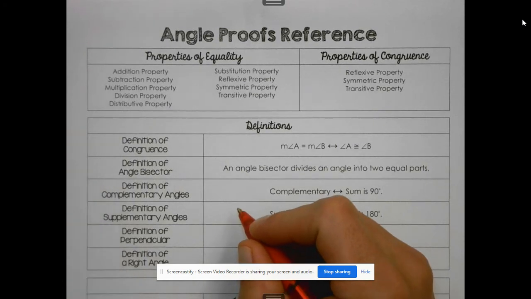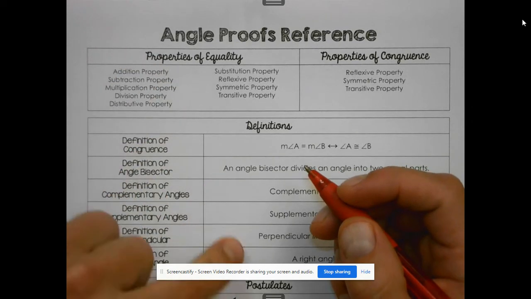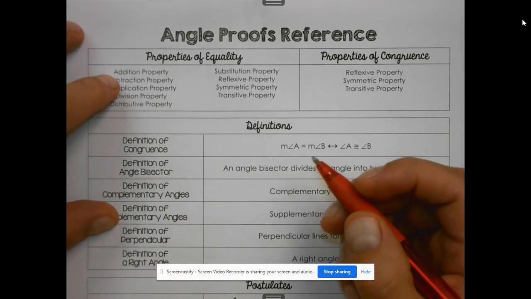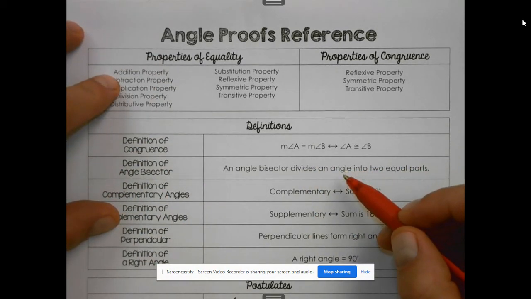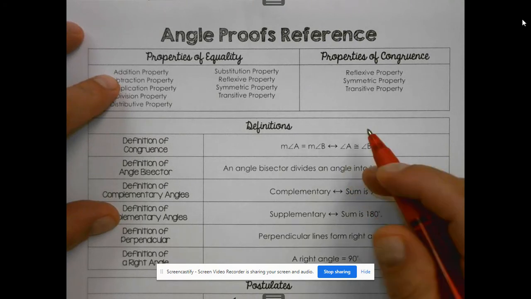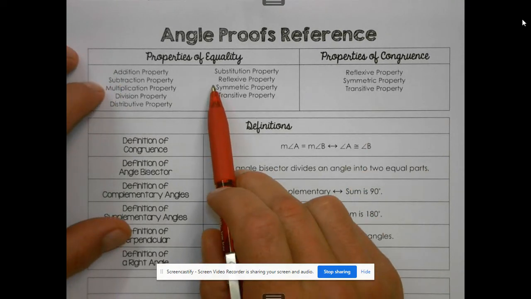All right, the lesson today is angle proofs. It starts out with a reference sheet that we'll go through at first, and then we'll jump into some of the new definitions, postulates, or theorems on the next page, and then we'll knock out the proofs. Here we go. Up top, these are your properties of equality.